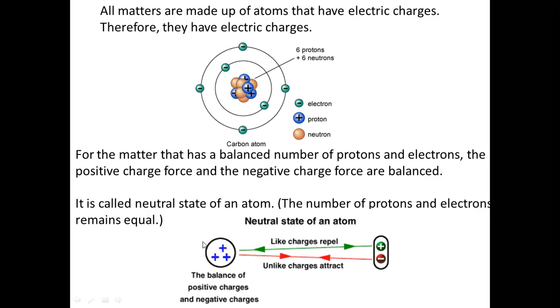But those are neutral atoms, the neutral state of an atom: the balance of positive charges and negative charges. Now, like charges repel: positive repels positive, negative repels negative, they don't attract. But positive and negative attract. Unlike charges attract. That's how these electrons move around the orbit without going off from the orbit, due to the attractional force from the protons to the electrons, positive and negative.